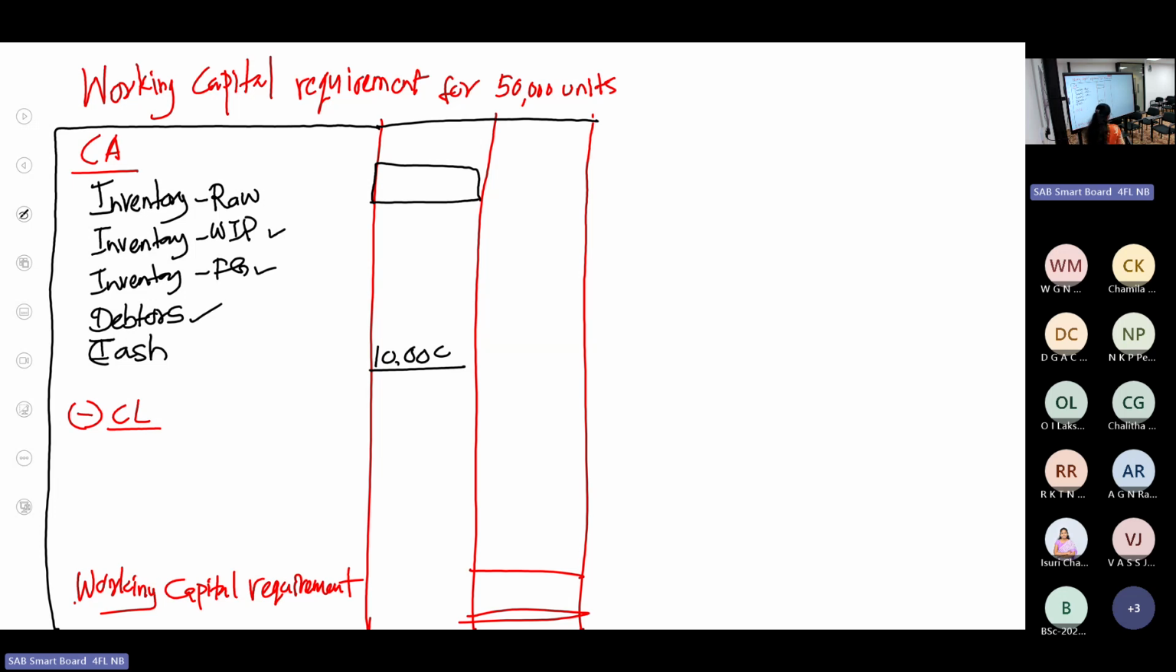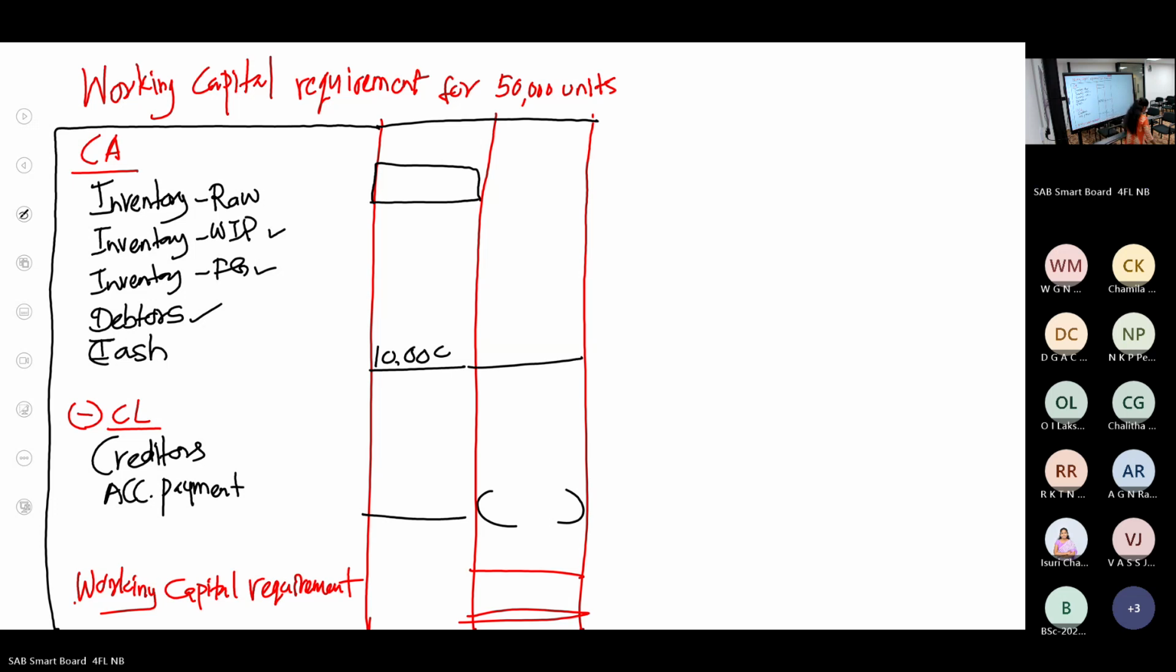We can attempt the question. Regarding current liabilities, you definitely have to find the creditor balance, creditors. And then there is some accrued payment, where you can take the same base as for the creditors. So you have to find these. And then take current assets minus current liabilities to get the required amount of working capital to produce the 50,000 units.